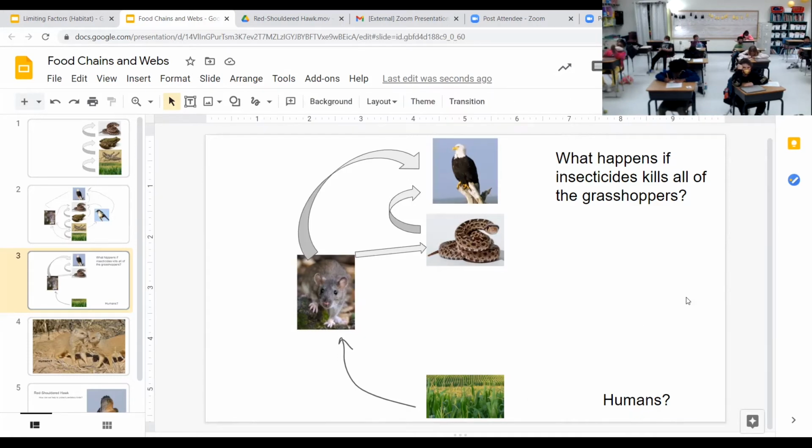Let's talk about humans. So how do you think we are part of food webs? Well, we are, right? We're going to have impacts on these food webs and these ecosystems, right? A primary example of that is who would be applying those insecticides that would get rid of all the grasshoppers? We would, right? Farmers, which are people. So we can have some really big impacts on ecosystems and environments, and we need to understand how we can be impacting ecosystems.